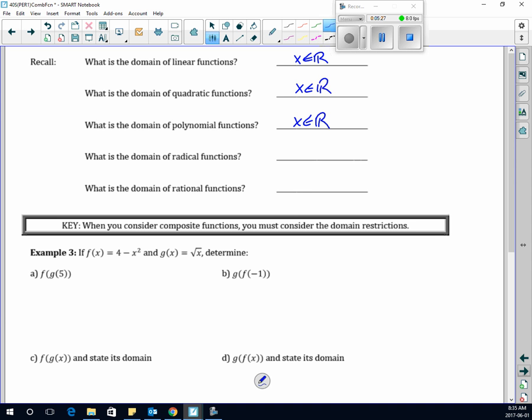So what's the restriction? The inside of the radical, what is that called? The radicand. The radicand has to be greater than or equal to 0. So whatever that is. Does everybody know what I'm saying there? Okay. What about rational functions?